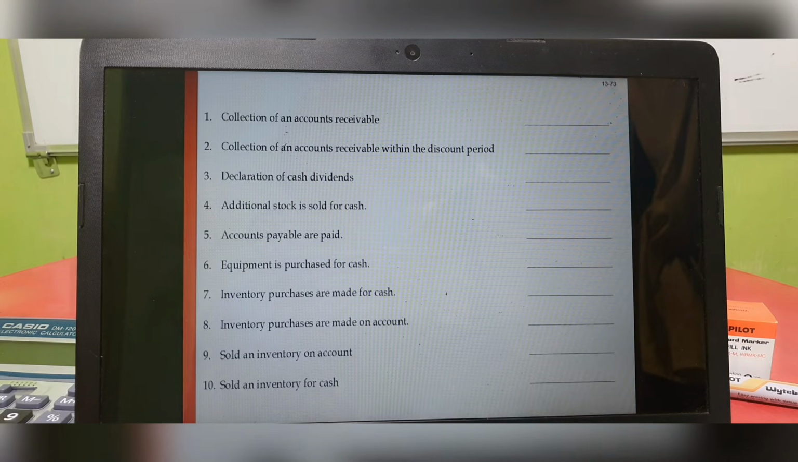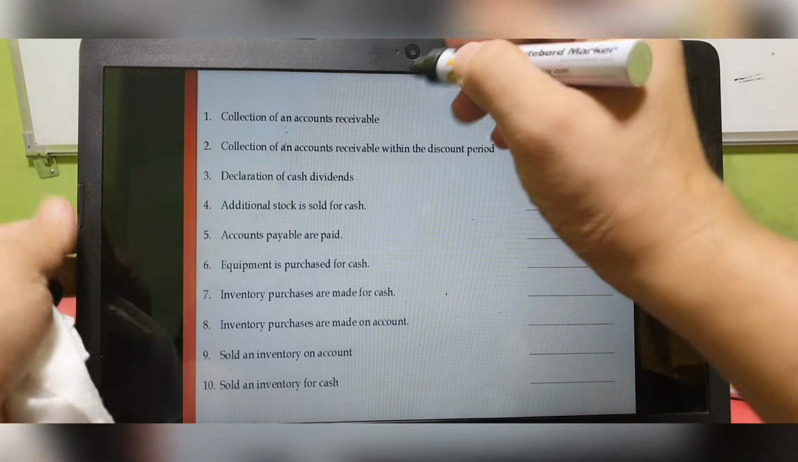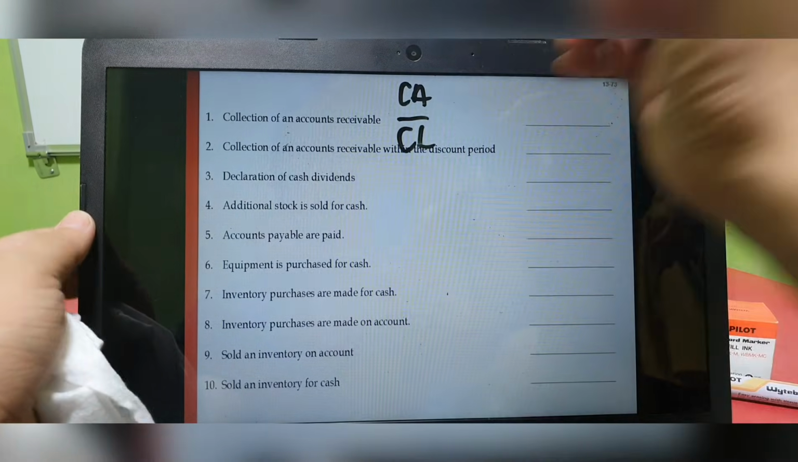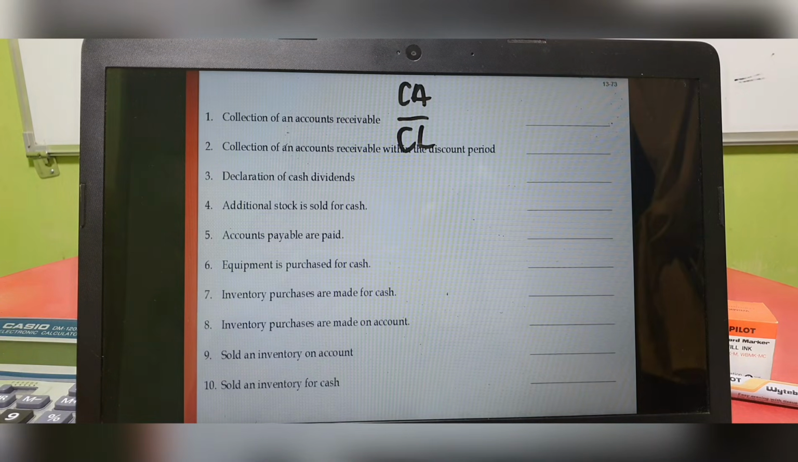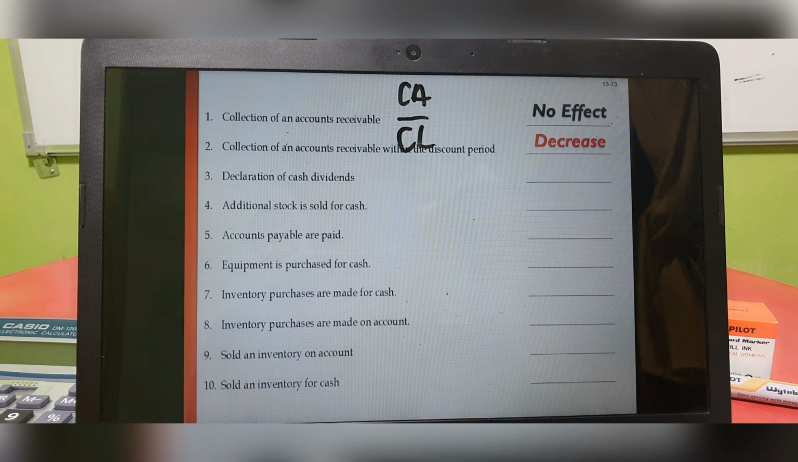Okay, same transaction. Collection of an accounts receivable. Mapa-greater than 1 or less than 1, ang affected lang sa atin, balik tayo dun sa CA over CL. Ang affected lang sa atin ay puro CA lang. Parehas na nasa taas yung AR at saka yung cash. Therefore, no effect pa rin. What if we collect within the discount period? What's your answer? Tumaas ang cash, bumaba AR, pero mas malaki yung pagbaba ng AR. Kaya naman, ang answer ay decrease pa din.